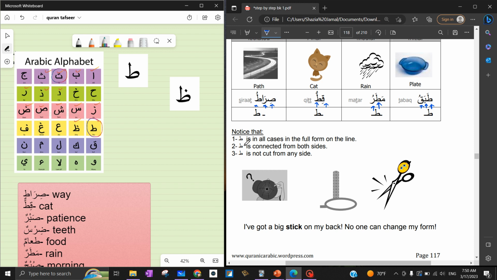Notice ta is in all cases written in full form and on the line. Disconnected from both sides, and it is not cut from any side, as I told you. Like in case of ba, what did you do? We cut it in between and we took the first portion, the initial portion of letter ba, ta and tha. In this case, it's written in full form in all cases.